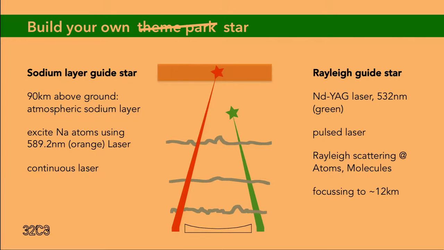There are actually two things you can do. There is a conveniently placed sodium layer in the upper atmosphere, 90 kilometers above ground. You can take a laser on the ground and shoot a laser corresponding to the energy transition of these sodium atoms, which is 589.2 nanometers. It's orange. It excites those atoms up there in the atmosphere, and they will start to glow. If you focus it in there, you have a blob of sodium atoms lighting up in the upper atmosphere, maybe some 100 meters long and some meters wide, as big as your focus is there. This can be done with a continuous laser.